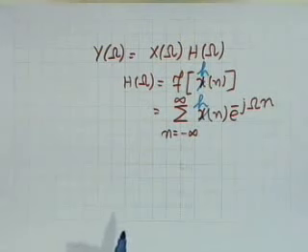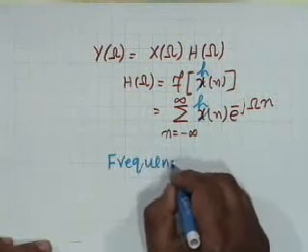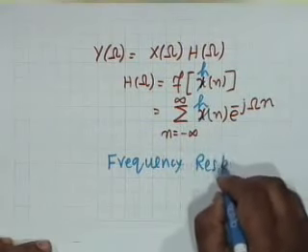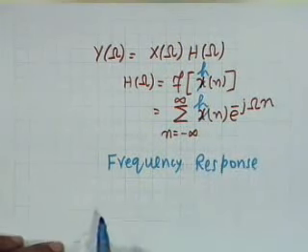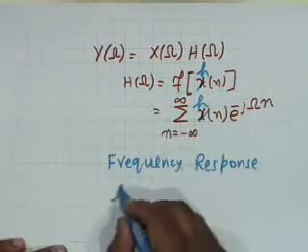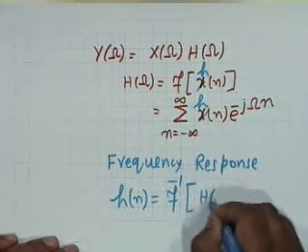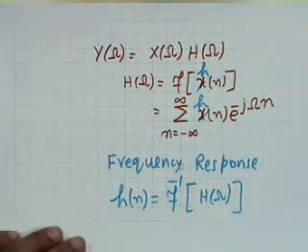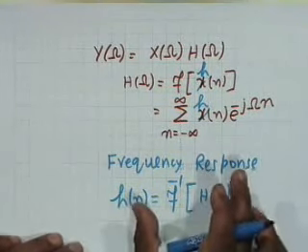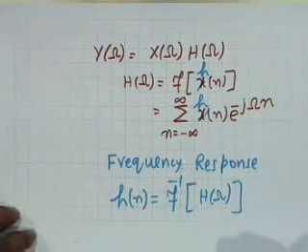Okay. Now H of omega, as you know, is called the frequency response. It is in general a complex quantity, and the thing you notice is if you can find out capital H of omega, then you can also find out h of n. h of n is simply the Fourier inverse of capital H of omega. All right, and this is one method of finding the unit impulse response of a linear time invariant discrete time system, and this is a much simpler method than solving the difference equation.